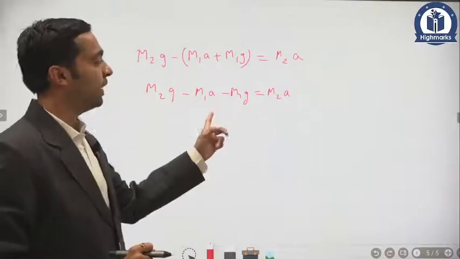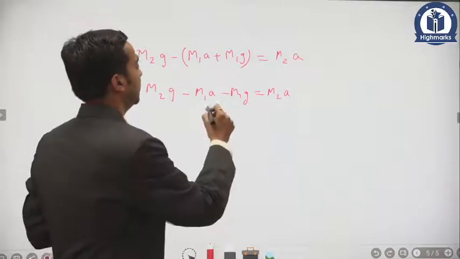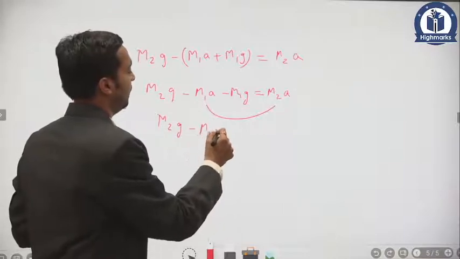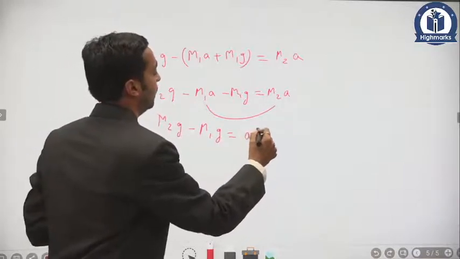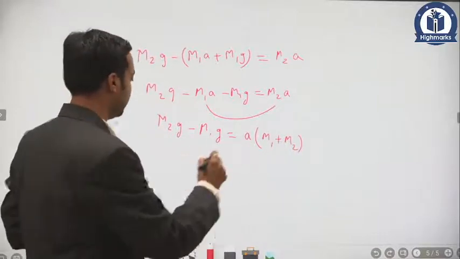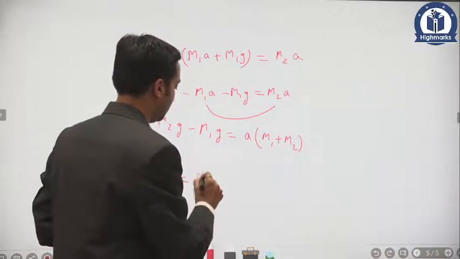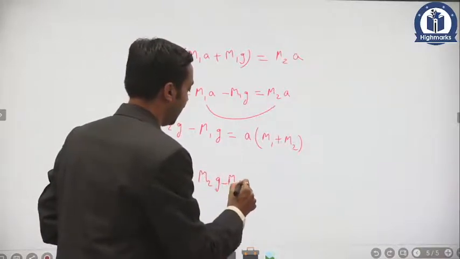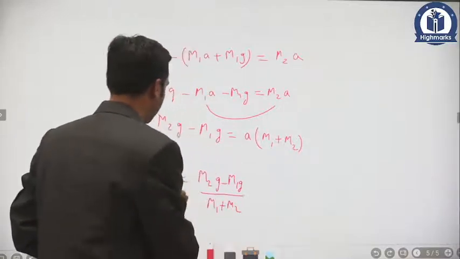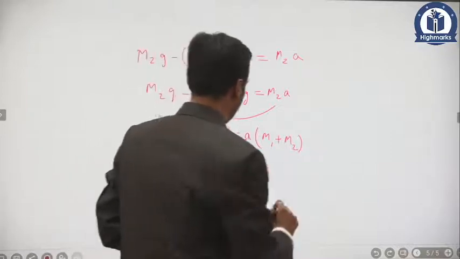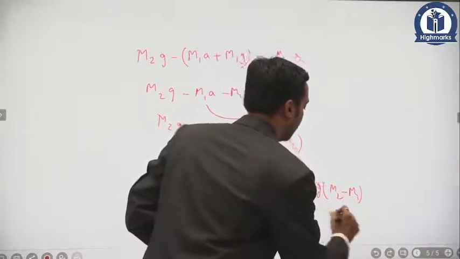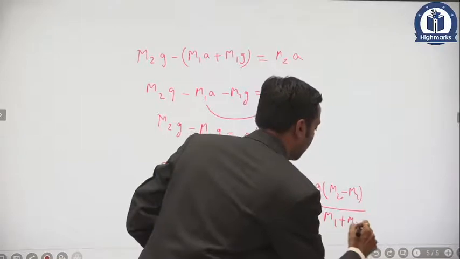Fine. So we have to find the value of acceleration. So what we'll do, we will take this acceleration this side. So we will get here M2g minus M1g is equals to M1 plus M2 into A. So what is the value of acceleration? So value of acceleration is M2g minus M1g upon M1 plus M2, or you can write that A is equals to g into M2 minus M1 upon M1 plus M2, right?